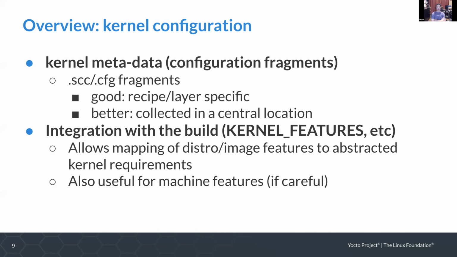They do have some integration with the build through the kernel features variable, and that allows some mapping of distro and image features to abstracted kernel requirements. So the names of the kernel features are not the names of the options on purpose. You can say, I want USB, and based on the kernel version you're building, it will eventually find out what you need and we'll configure it into the build.